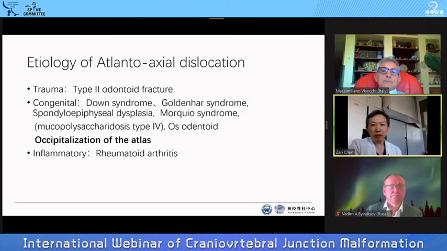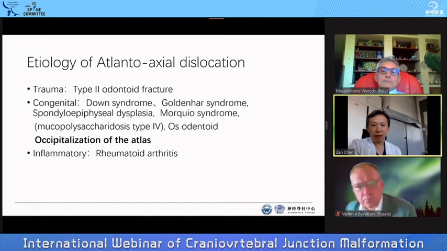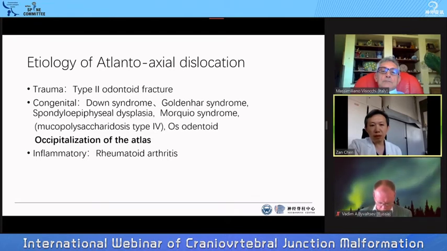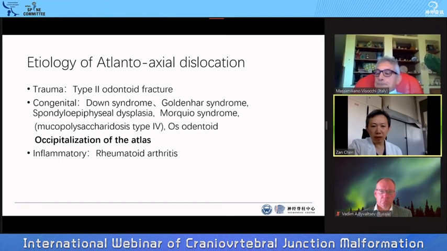From etiology, we can find that there are many reasons for Atlanto-axial dislocation. Some trauma can lead to Atlanto-axial dislocation, C1-C2 dislocation. There are also a lot of congenital reasons, such as Down syndrome. And in clinic, most frequently we see occipitalization of the atlas. This kind of patient very often suffers basal invagination and also Atlanto-axial dislocation.